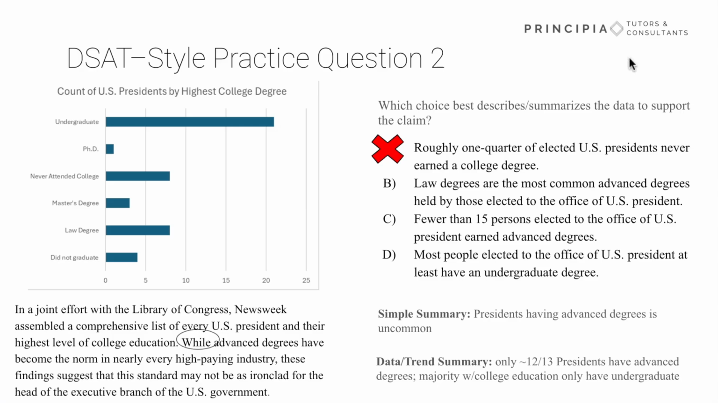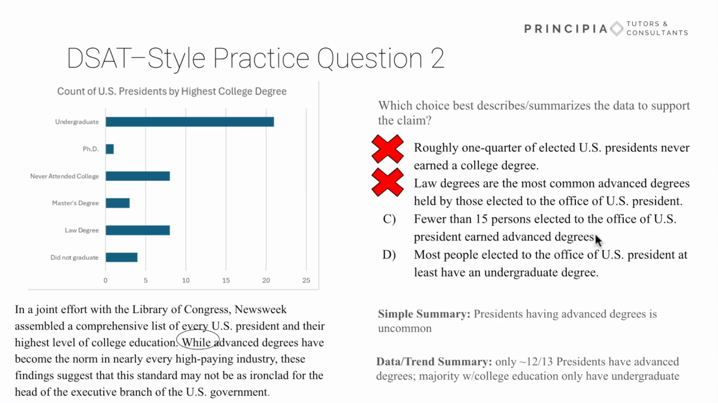Looking at B, law degrees, most common advanced degrees. This is, again, true according to the data, but this would actually be more in contrast to the idea we want to reinforce. We want to reinforce that the requirement to have an advanced degree is not as fixed or ironclad for the U.S. president. So if B would refute the claim we're trying to make, we need to get rid of it.